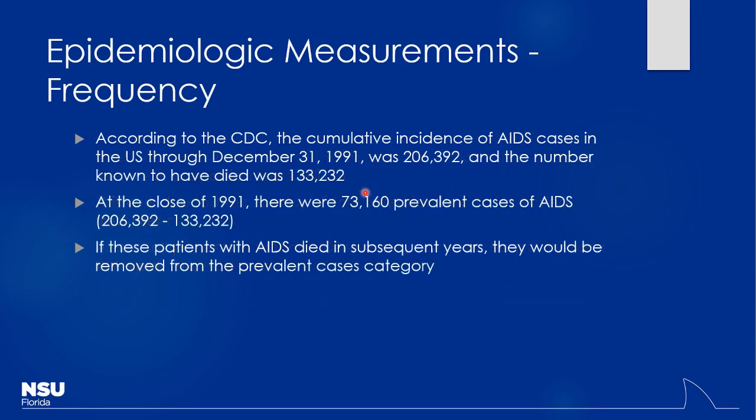Okay. And actually, if you add up all those bars together, you can consider that the cumulative incidence over that time frame, say over 10 years, 12 years, whatever the case may be, right? But then looking at this, we see that at the close of 1991, they had roughly 73,000 prevalent cases of AIDS. And again, that was based off the difference in the total number of incident cases minus those that had already succumbed to the disease. That's how they end up getting that actual prevalent number of cases at that time frame. Okay.